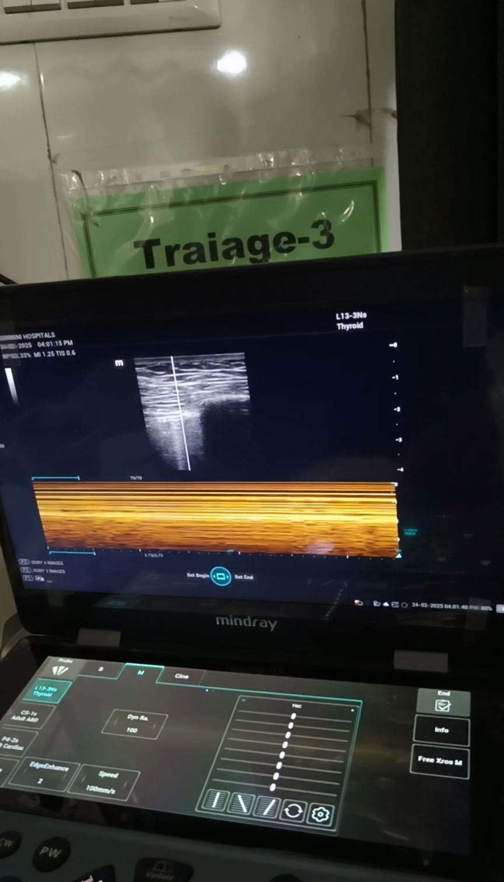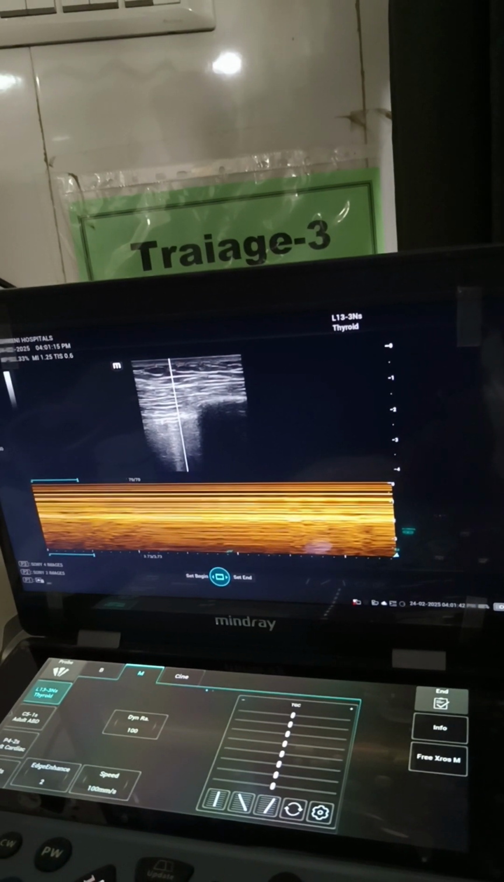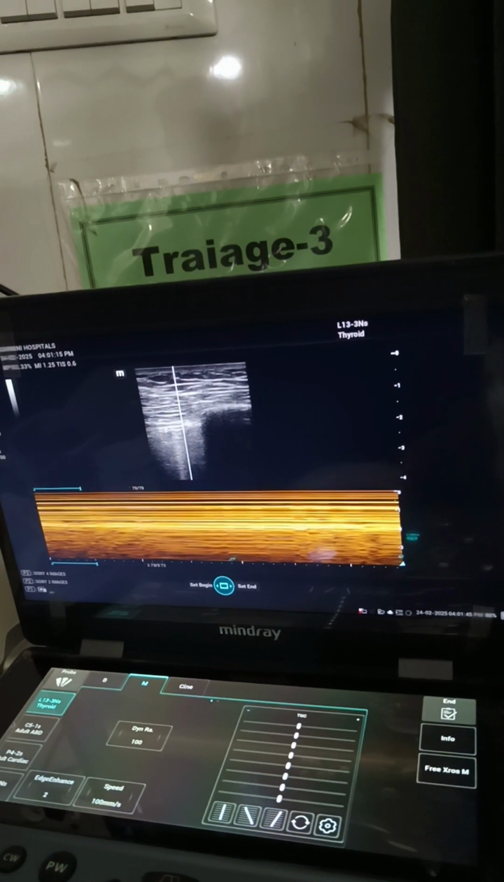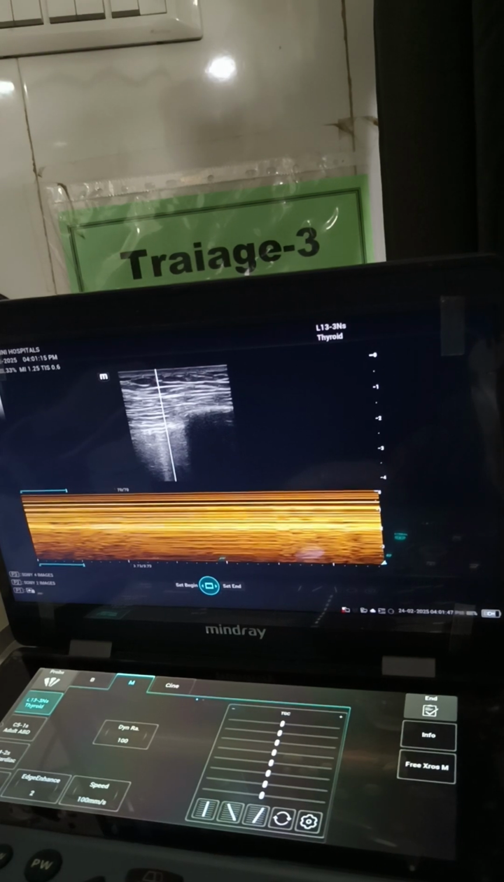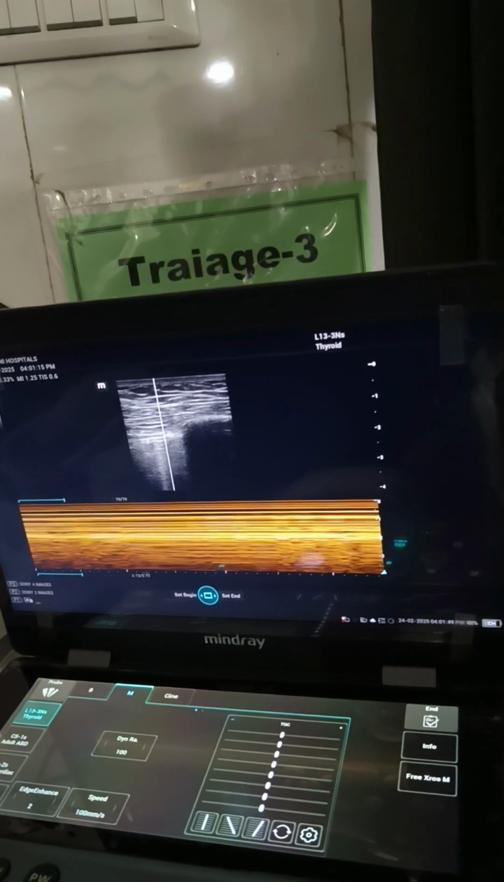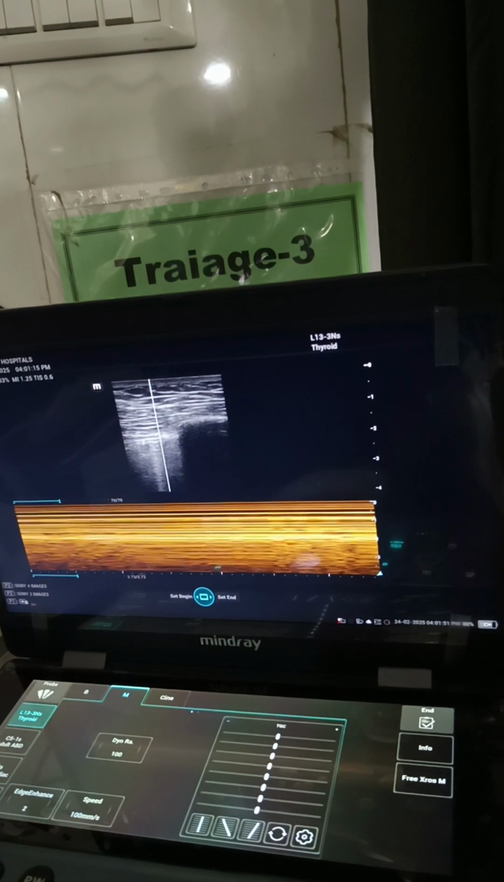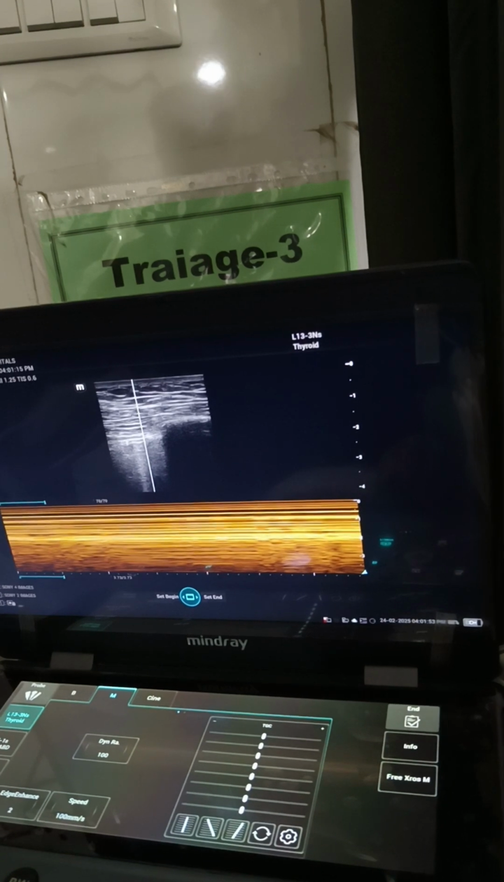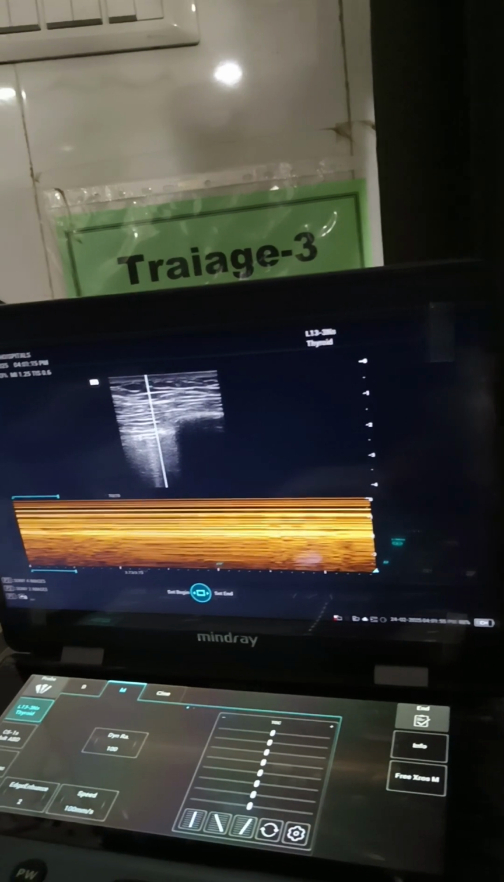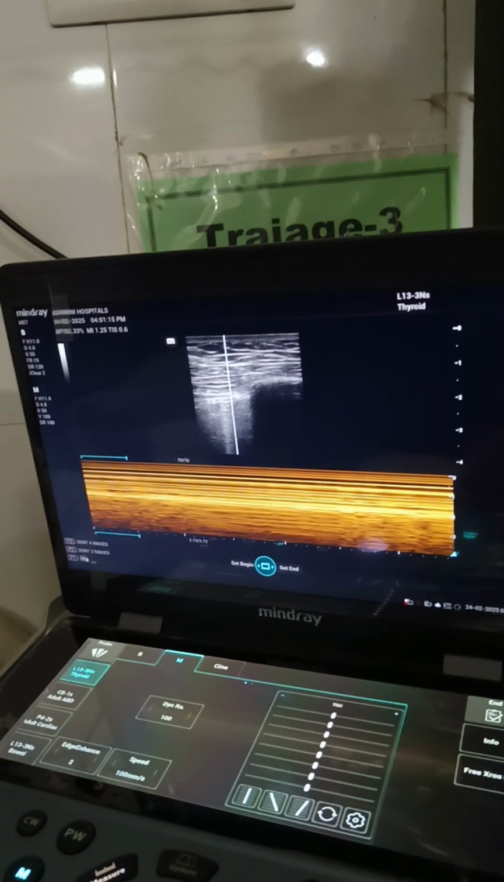So two pointers here. One, there is no pleural sliding, and on putting M mode, you don't appreciate that granular appearance of sand on the beach. This appears like a barcode. So this is called the barcode sign. This is the lung ultrasound in case of pneumothorax.